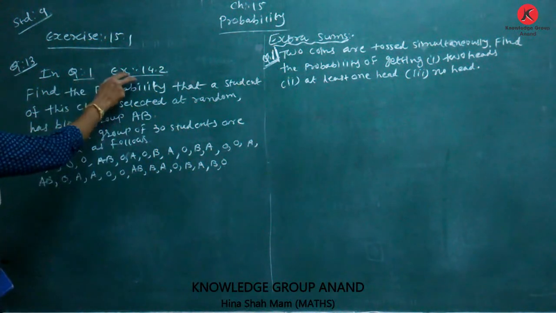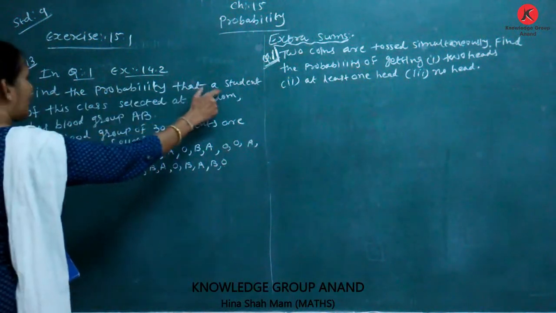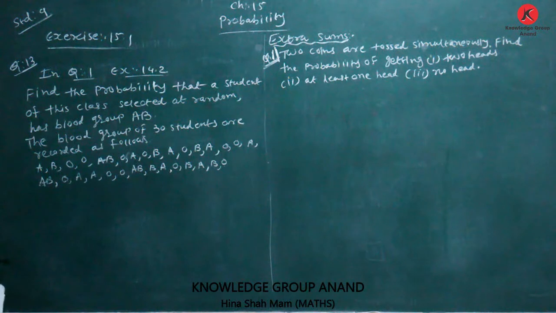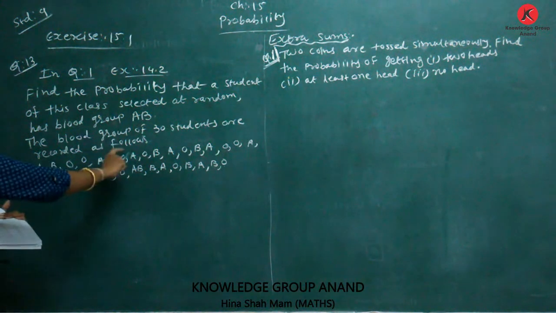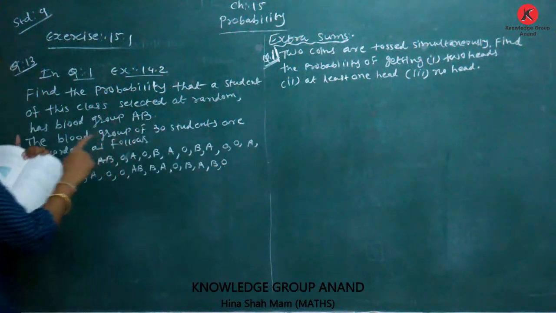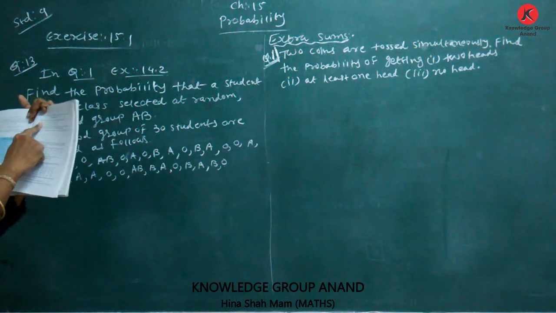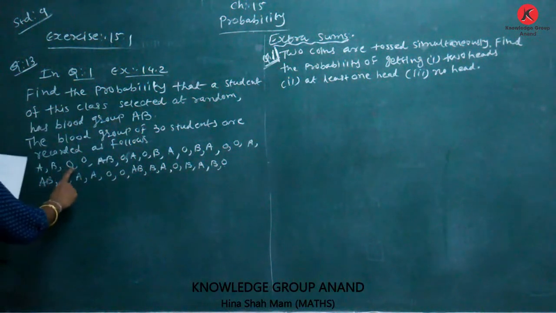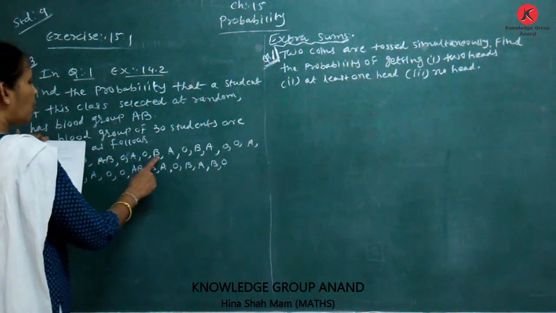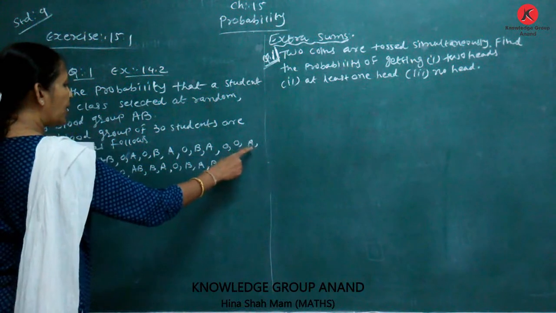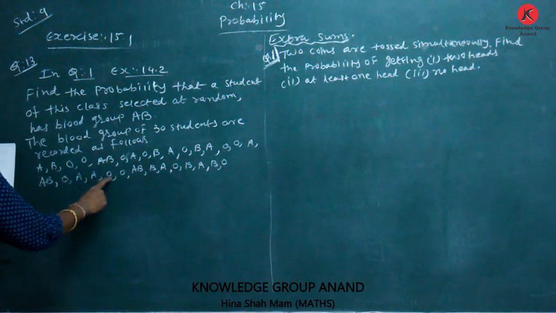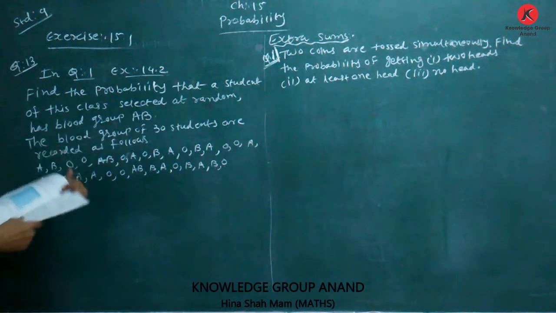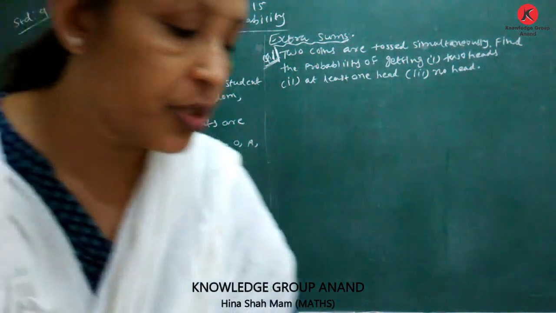Here I write question 1, exercise 14.2. Find the probability that a student of this class selected at random has blood group A. The blood groups of 30 students of class 8 are recorded as follows: A, B, O, O, A, B, O, A, O, B, A, O, B, A, O, O, A, A, B, O, A, O, O, A, B, B, A, O, B, A, B, O. Here the data is for 30 students' blood groups.